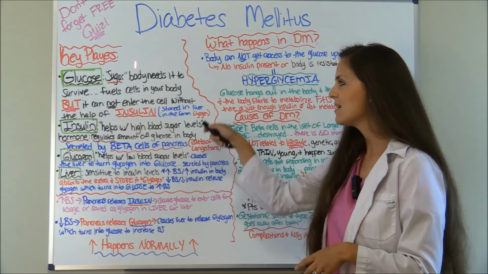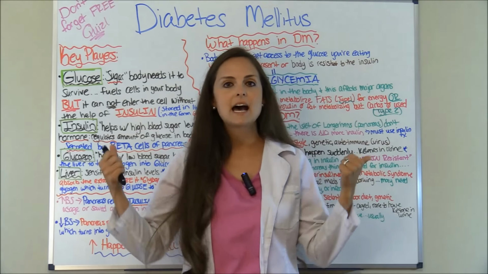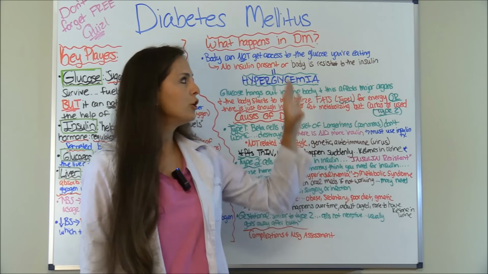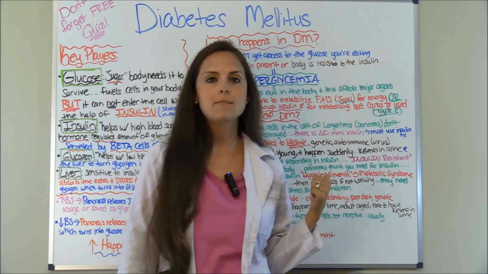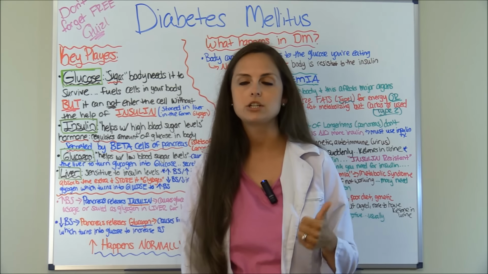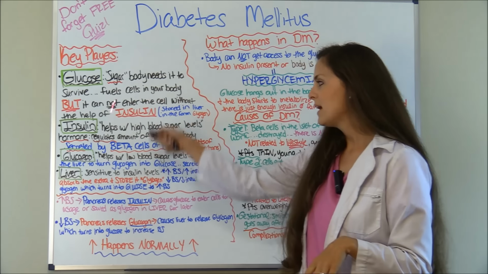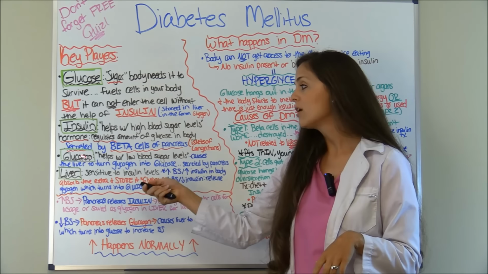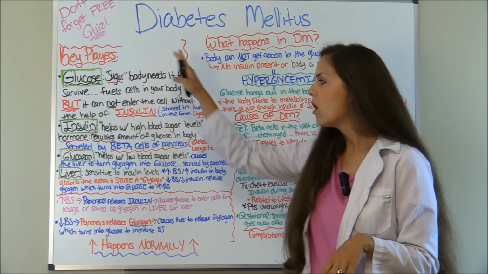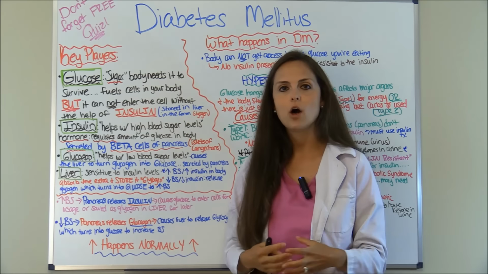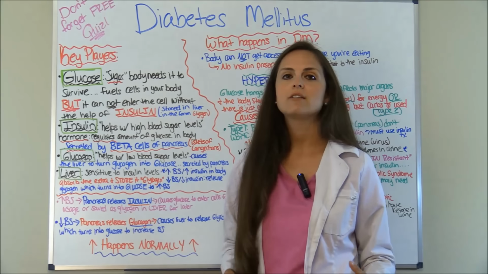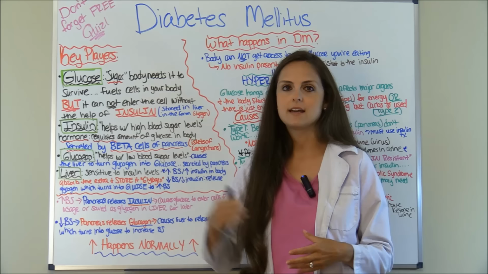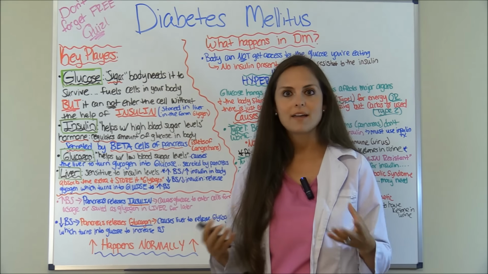Okay, first, let's talk about the key players in diabetes, because if you understand what's going on normally in the body, you're going to understand why the diabetic patient is having all of these issues. So, the big key players in diabetes are glucose, insulin, glucagon, and the liver. And all of these work together to help your body use glucose, because the big issue with diabetes is an issue with insulin. And here in a second, you'll see why that's an issue.